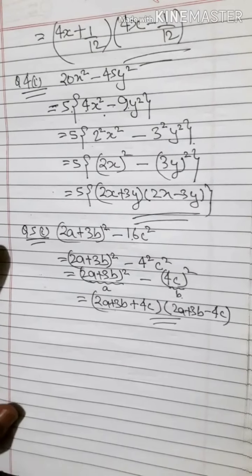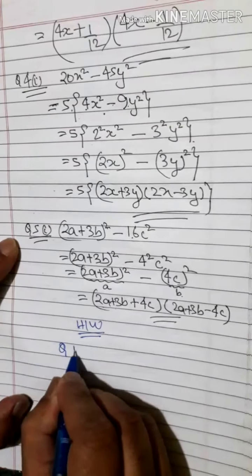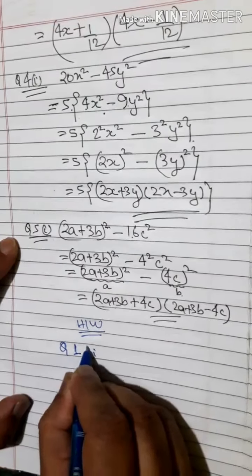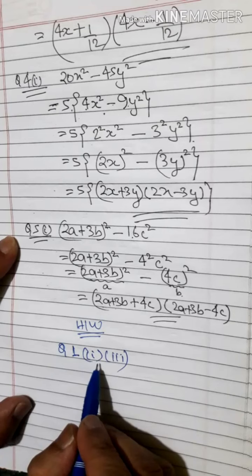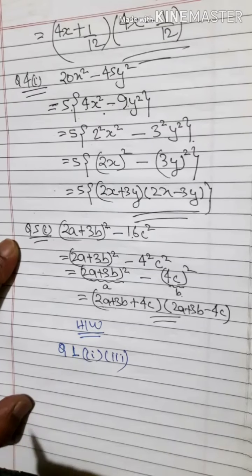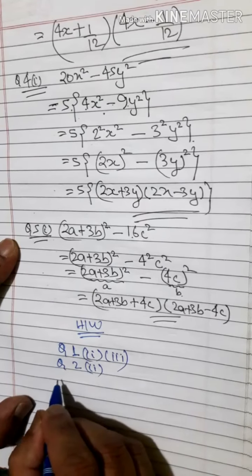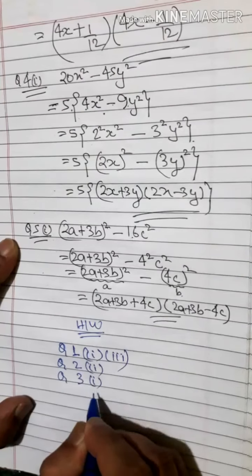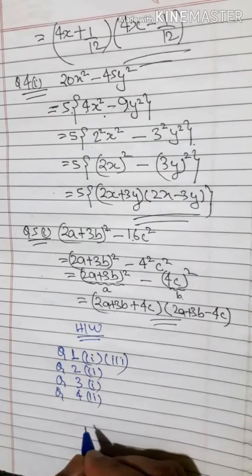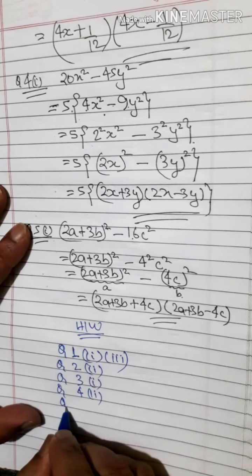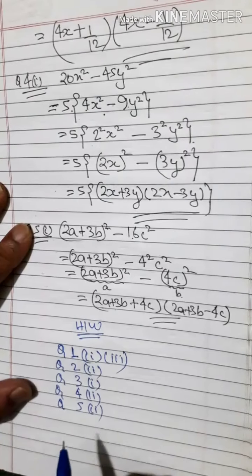So for now I will quickly write down your assignment for today. Your assignment would be question number 1 Roman 2 and 1 Roman 3. Both these questions are quite similar to question number 1 Roman 1, which I solved right in the beginning. Then question number 2 Roman 2, question number 3 Roman 1, question number 4 Roman 2, and question number 5 Roman 2.